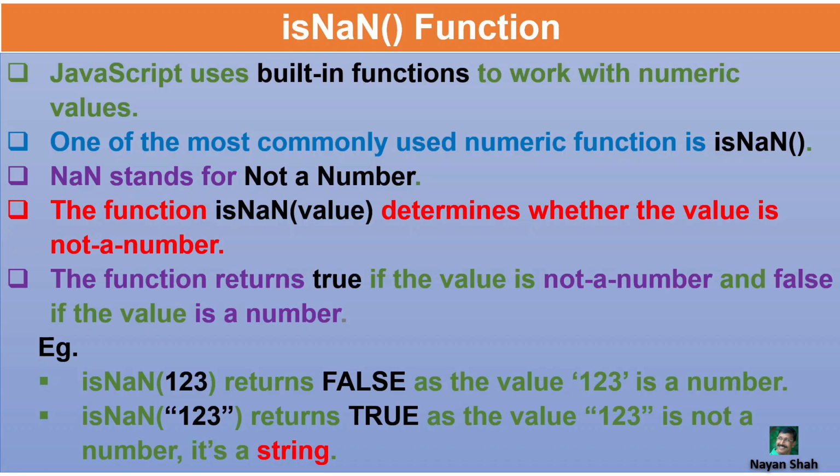So in the function isNaN, we write some value in the bracket, and it determines whether the value is not a number. The function returns true if the value is not a number.